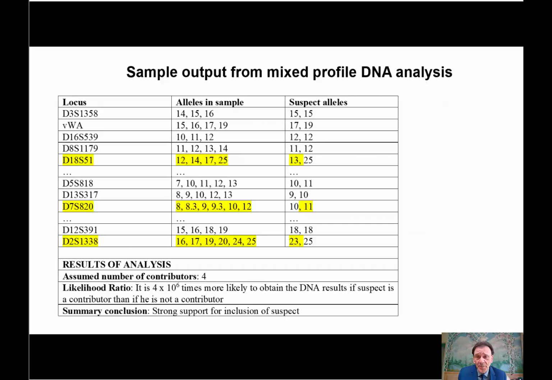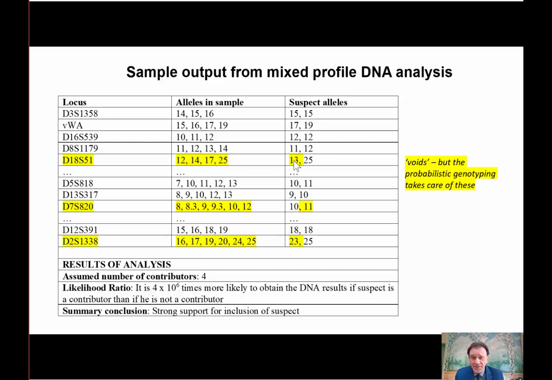And to highlight some of the problems in practice, here's the sample output from a probabilistic genotyping software. And there are a few things to consider here. So first of all, the highlighted rows indicate what are called a void at each of these loci. And these are instances where the suspect's genotype is not even included in the mixture profile. So one of his alleles is there, 25, but the other one is not.